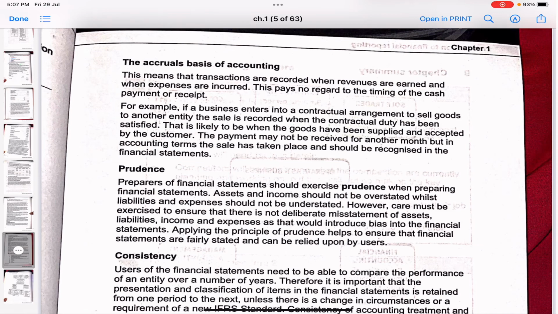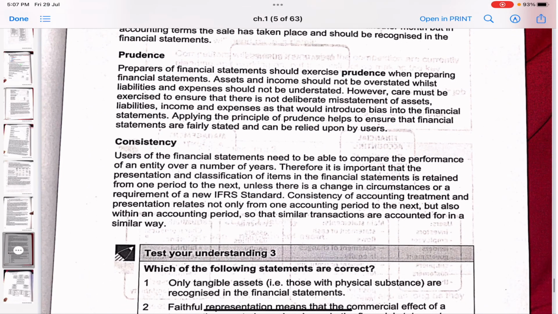Now we have the prudence concept. So let's see what the prudence concept is. So preparers of financial statements should exercise prudence when preparing financial statements. Assets and income should not be overstated or understated, right? Assets should not be overstated while the liability should not be understated. However, care must be exercised to ensure that there is no deliberate misstatement of assets and liabilities. So, what do you understand? Prudence principle means we need to see that things are not overstated and things are not understated, and losses are always mentioned.